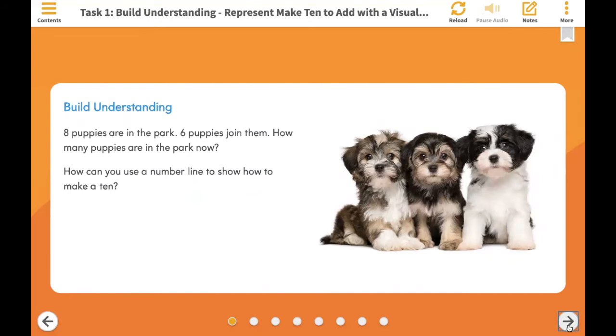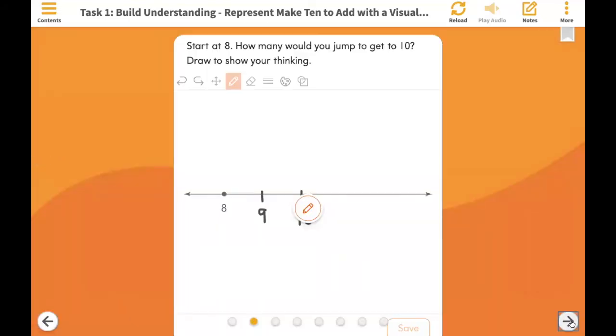Next, we'll do page 376, build your understanding. 8 puppies are in the park. 6 puppies join them. How many puppies are in the park now? How can you use a number line to show how to make a 10? What we're going to do is start at 8. How many would you jump to get to 10? Draw to show your thinking.